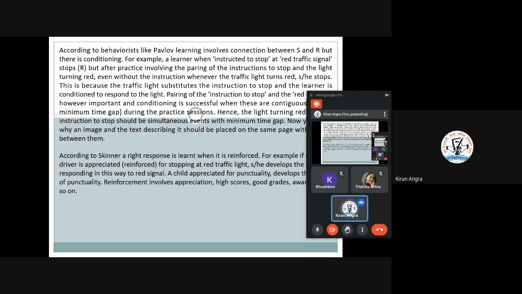For example, if a new driver is appreciated for stopping at the red light and he stops, we just appreciate him for responding to the red light. The next time he will surely stop. He will learn it because it is reinforced. Suppose a student comes at the right time to school, he observes punctuality and we give him an award. This reinforcement of appreciation can enhance learning, can enhance getting high scores and good grades. So this is the concept of Skinner.